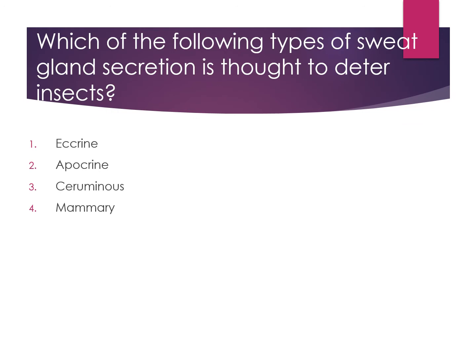So now let's take a few minutes to review. Here are some questions. I'll read the question, then press pause, think of your answer, and join me when you're ready to see if you're correct. Here's the first one. Which of the following types of sweat gland secretion is thought to deter insects? Would that be eccrine, apocrine, ceruminous, or mammary?